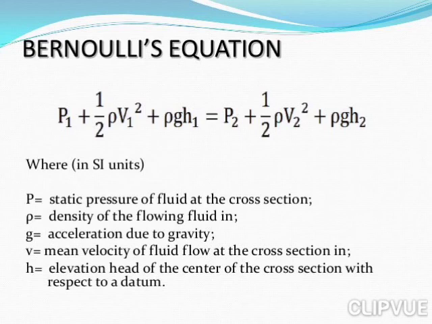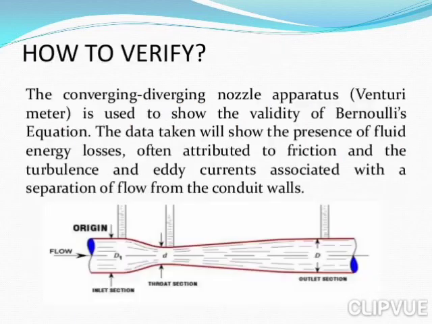These are all in SI units, where P is equal to static pressure of fluid at the cross-section level. Rho is equal to density of the fluid which is flowing. g is equal to acceleration due to gravity. V is equal to mean velocity of flowing fluid at the cross-section. h is equal to elevation head of the center of cross-section with respect to the datum level.